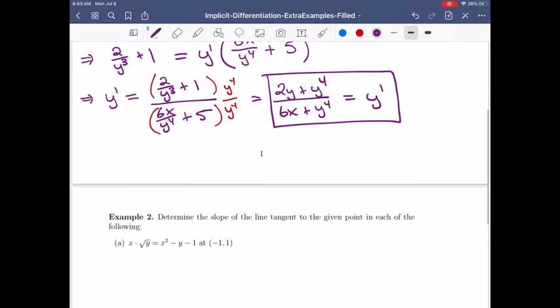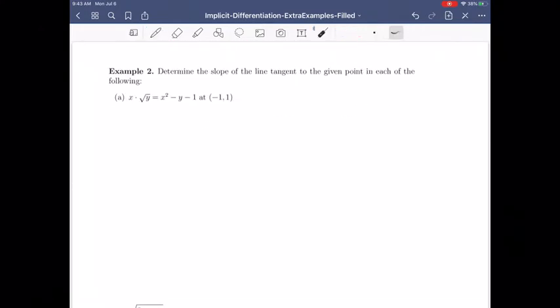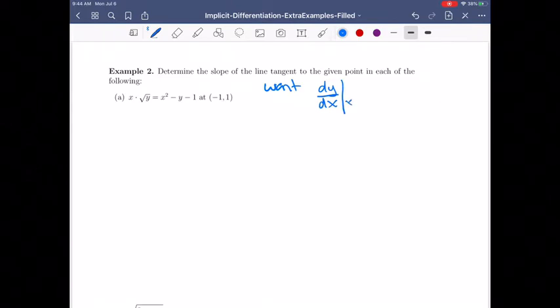Okay, a couple more. So here we want the slope of the tangent line at the given point. Okay, so here's our point, -1, 1. So that means that we want dy dx or y prime when x is equal to -1 and y is equal to 1. So we want to take our derivative. Now again, it's hard to solve for y in this equation, so we can do our derivative implicitly. When we take the derivative of this term, we're going to need the product rule.